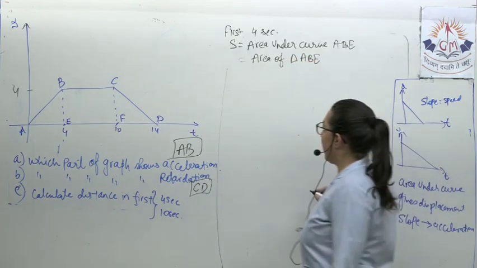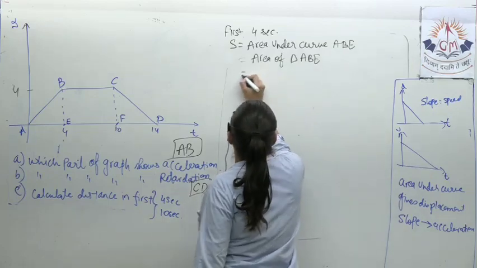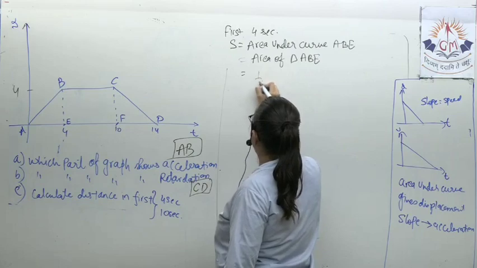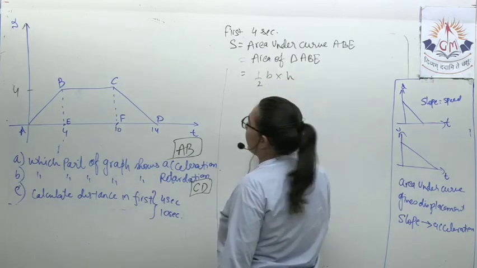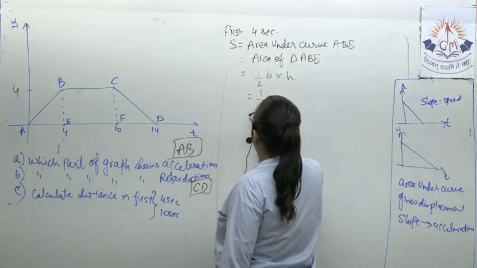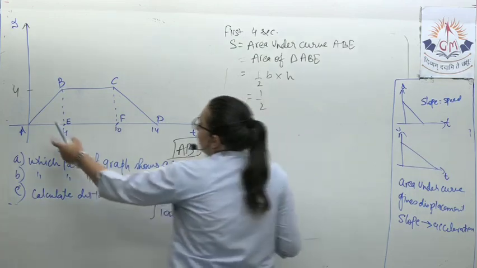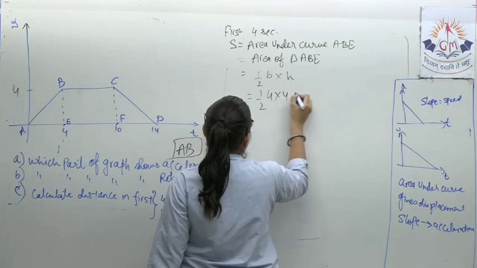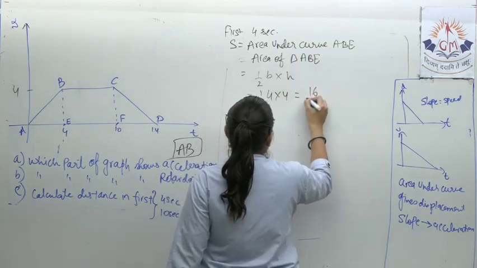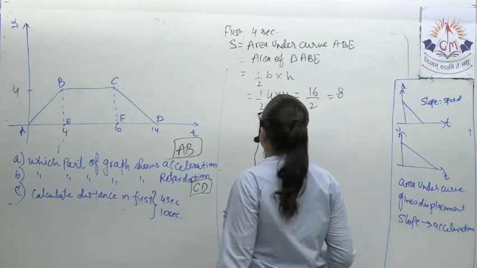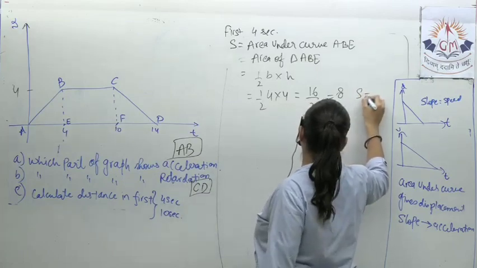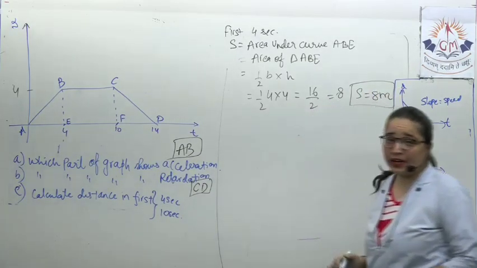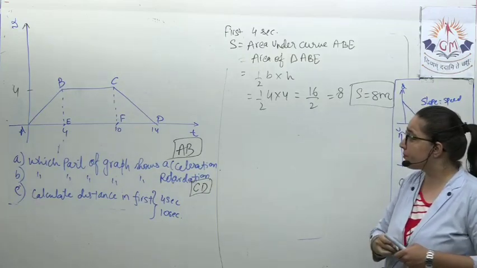Now, what is the area of triangle ABE? It is half base into height. That is half. What is the base over here? 4. What is the height? 4. What is 4 4s, 16 by 2? That is 8. So what is the distance? S equals 8 meter. I hope this is clear.